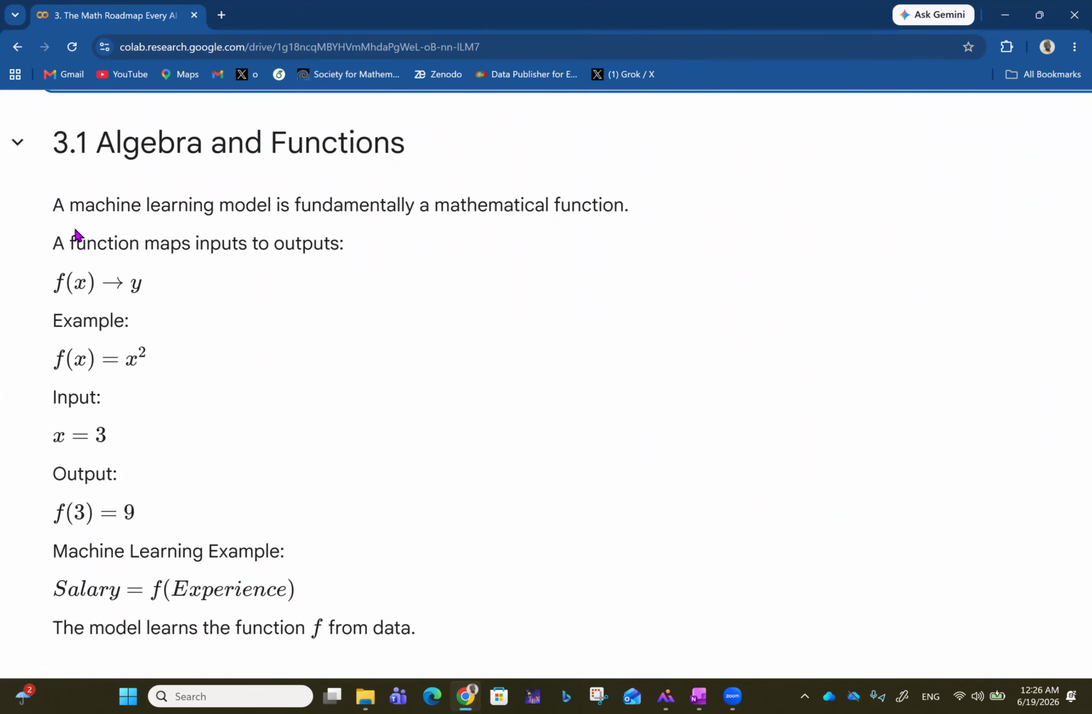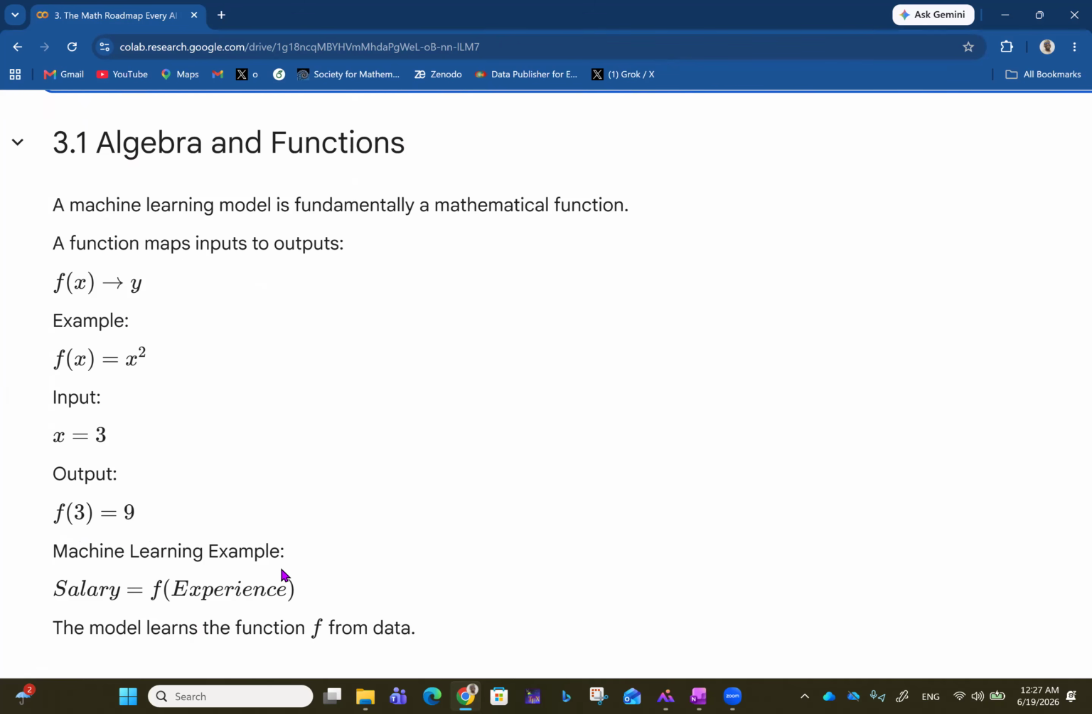So, algebra and functions. A machine learning model is fundamentally a mathematical function, and a function maps inputs to outputs. You throw x in and you get y out. You make x obey a particular law and it results in y. So f of x implies y. Example, f of x equals x squared. If you put x equals 3 as an input, then your output will be f of 3, which is 3 squared, and that is 9.